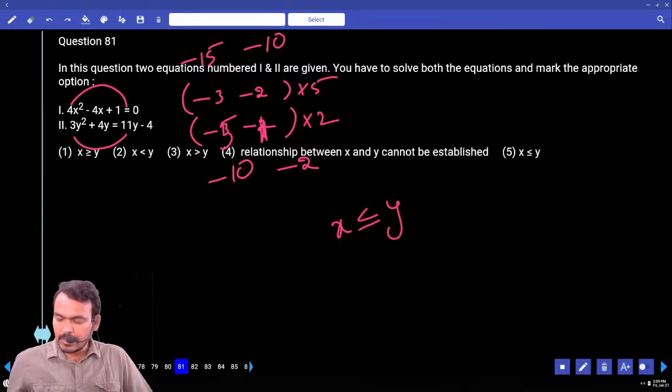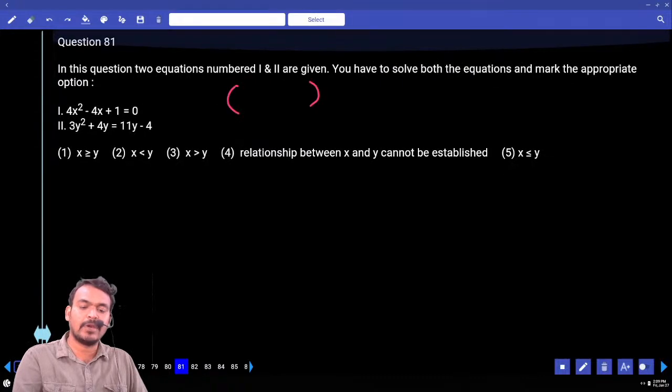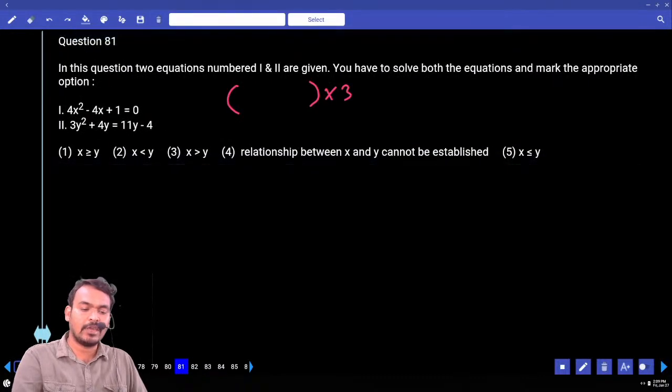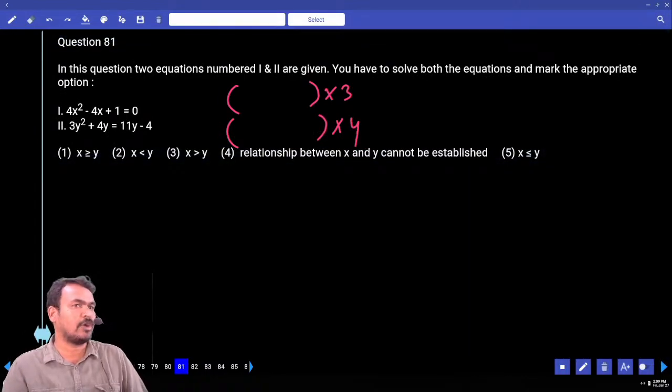Next, 81. What is the coefficient of x²? 4. But the coefficient of y²? 3. It means x roots are multiplied by 3 times, and y roots multiplied by 4 times, right? What is the LCM of 4, 3? 12. One will be 3 times, another one 4 times.